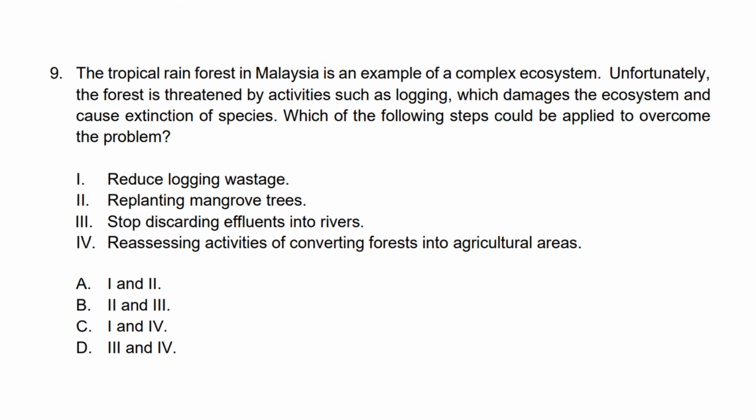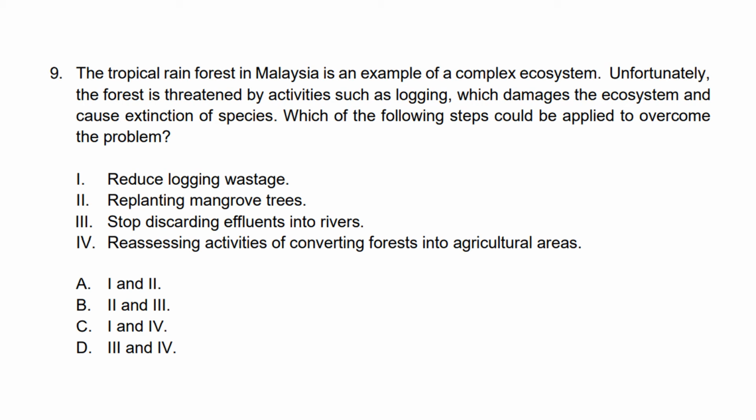Question 9. The tropical rainforest in Malaysia is an example of a complex ecosystem. Unfortunately, the forest is threatened by activities such as logging, which damages the ecosystem and causes extinction of species. So the question is, which of the following steps could be applied to overcome the problem? So we are going to look at the choices, which is number 1, reduce logging wastage. So this one is correct.